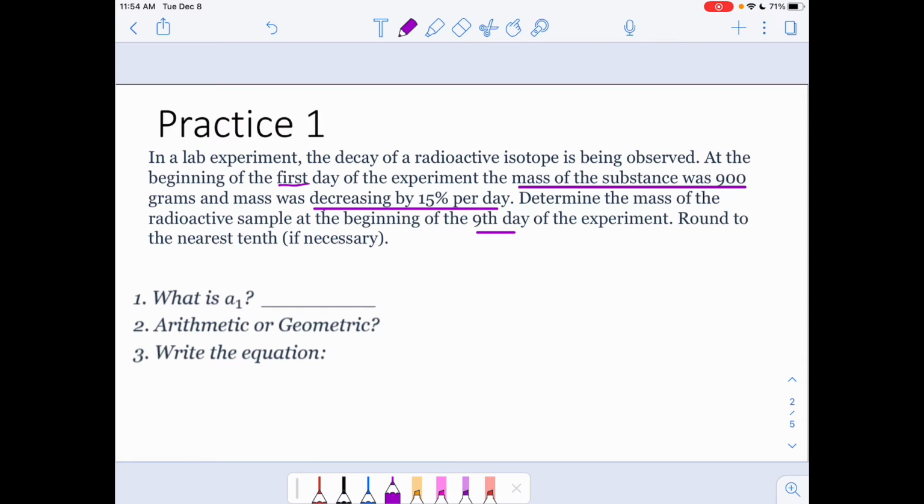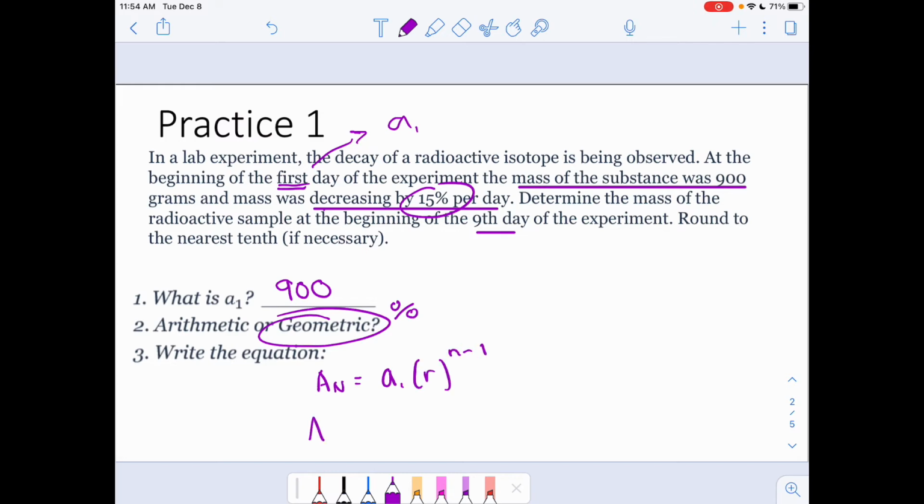So first off, what is A sub 1? Well, because it's our first day, that would mean A sub 1. So it looks like A sub 1 is 900. And because I see a percent, it's going to be geometric. So I'm going to go ahead and write my generic form of the equation and plug in what I know.